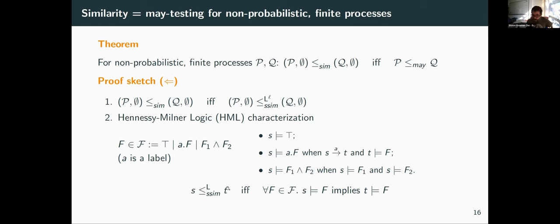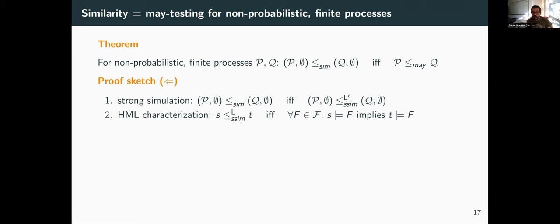And the characterization, which is a known result, so this is not novel, is that if S strongly simulates T, then we have that any formula that holds on S also holds on the state T. So just remember this, that we have this Hennessy-Milner logic characterization.